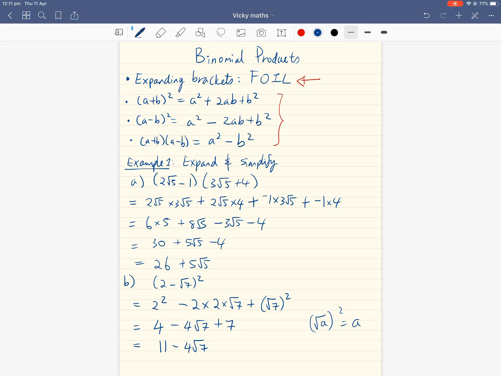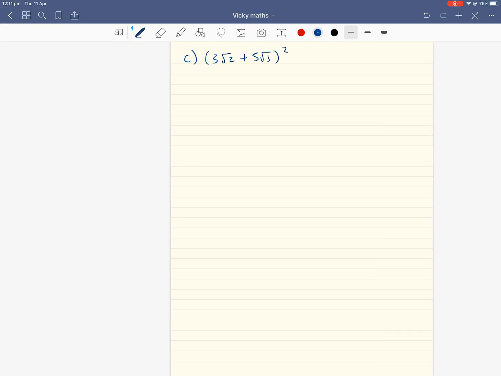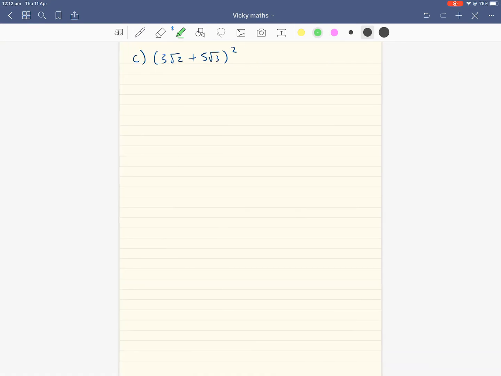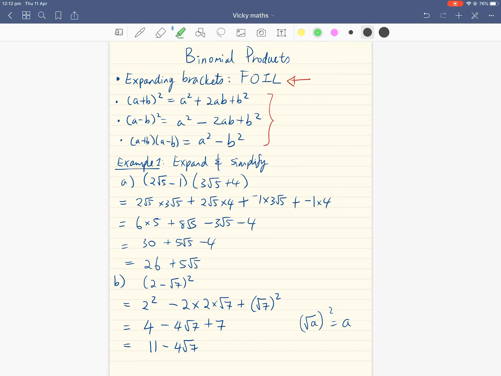Mental check. Can we simplify the surd anymore? Can we gather any more like terms? No, we're done. Let's move on. So C, let's do another one. 3 root 2 plus 5 root 3 all squared. So which one is it? It's something all squared, and it's the first thing plus the second thing.